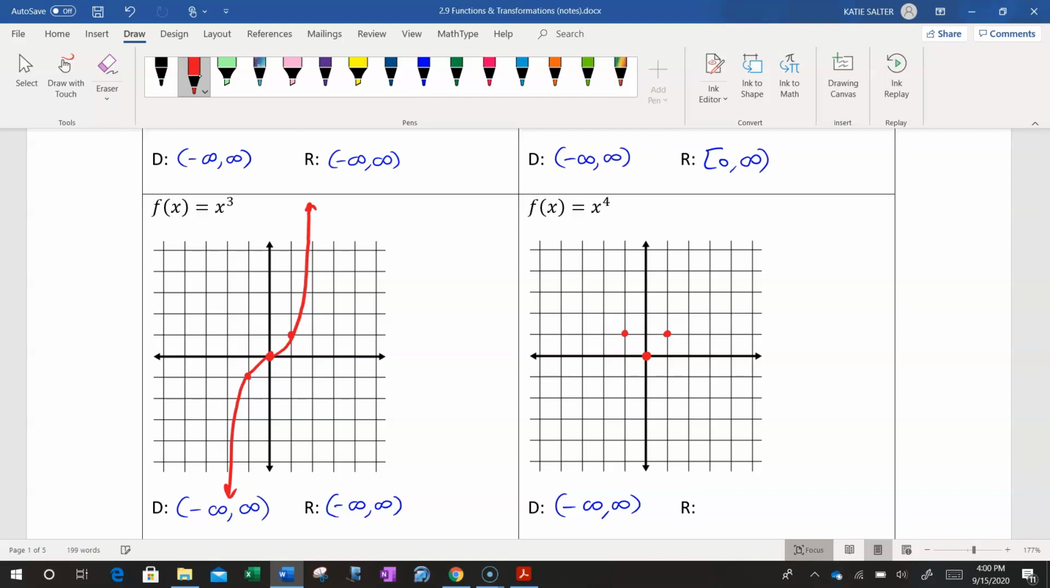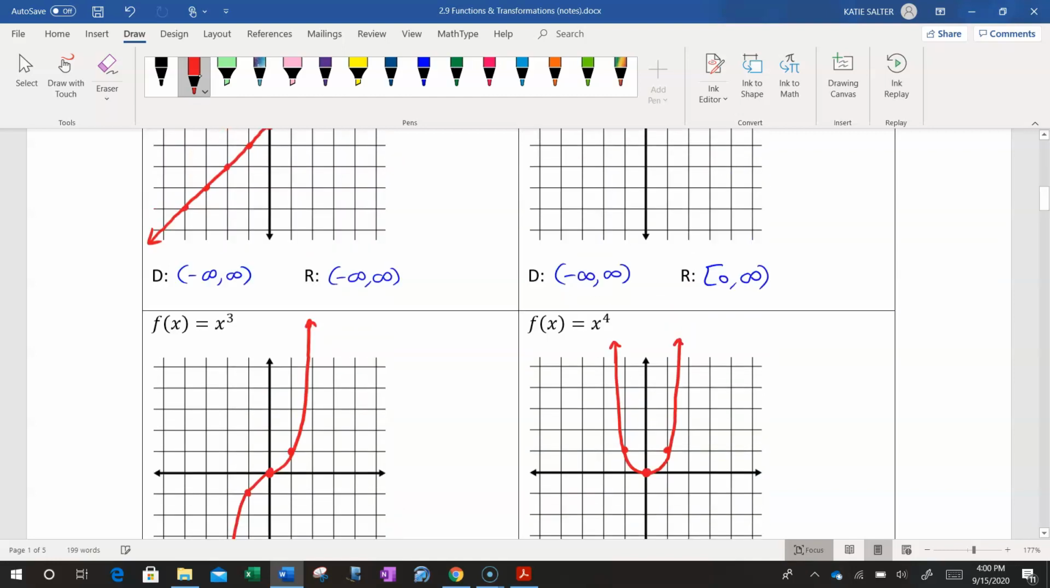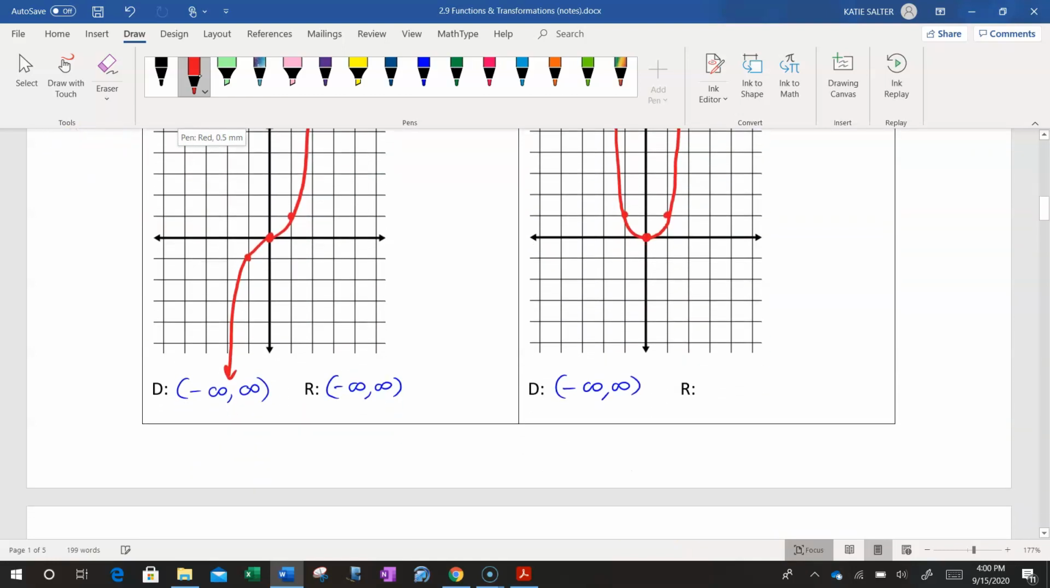So this is going to look like a parabola, and it has that parabolic shape. But what happens is, once you get outside of that 1 or that negative 1, it grows much steeper than the one above. And the range would be from 0 to infinity.